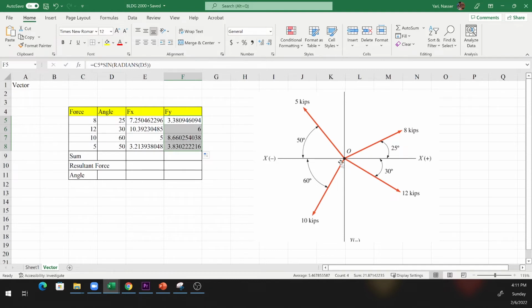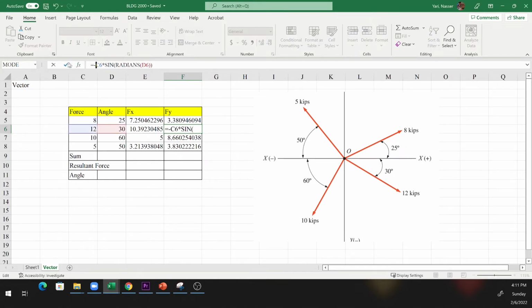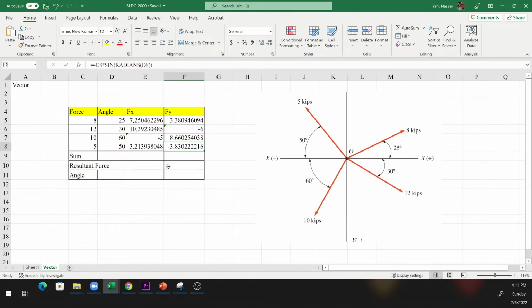We know the second quadrant, which is 12 kips, the x is positive, but the F of y should be negative. So I'm going to go ahead and put a minus in front of the C6 and then hit the check mark and made it negative. And then when I come back to the second one, the 10 kips is negative both ways, so I'm going to put a negative in front of it. Check mark and put a negative in here. Also hit the check. There we go.